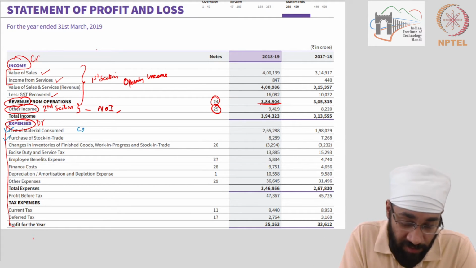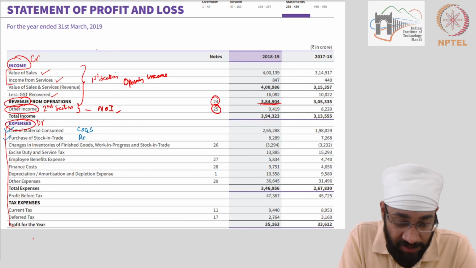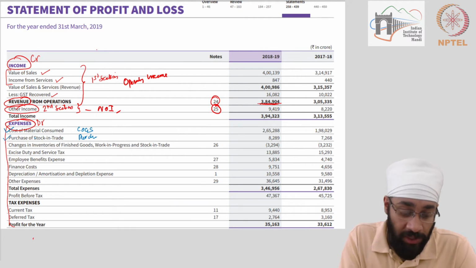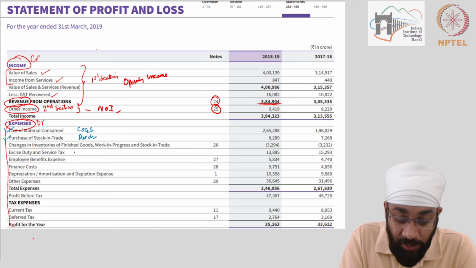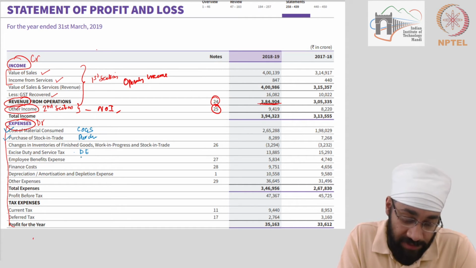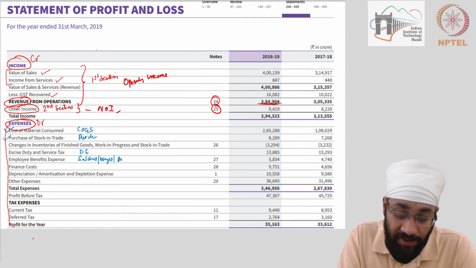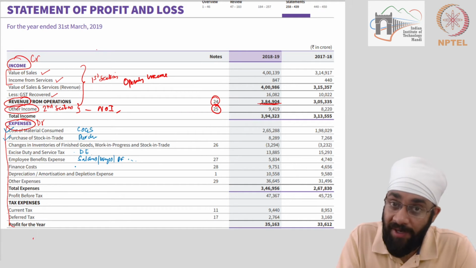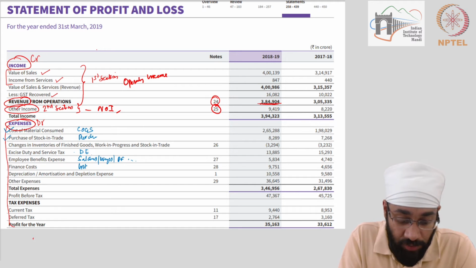This is cost of goods sold. This is the purchase that you have. Then there's something called changes in inventory. Don't bother about it. This is an advanced topic of discussion. You have excise duties. So this is again direct expenses. You have employee benefit expenses, which are salaries and wages and provident fund and so on. Finance costs are non-operating expenses, as we have discussed, and also the indirect expense typically should include interest. You have depreciation.